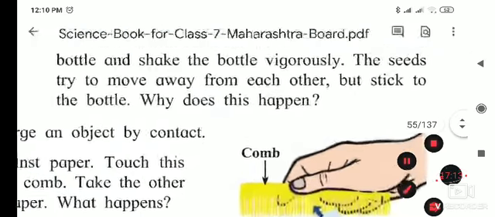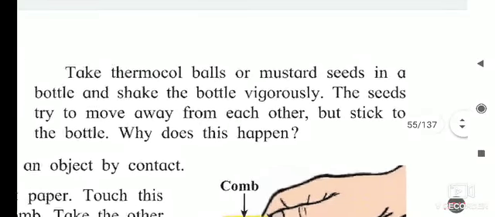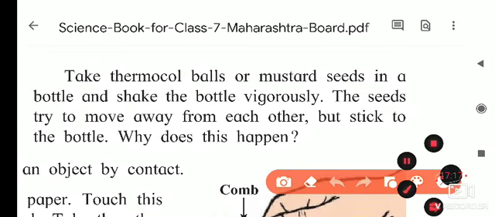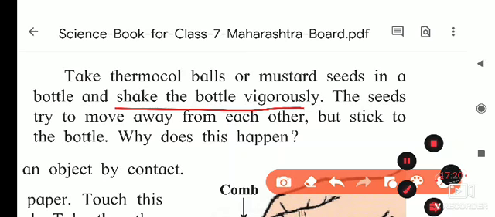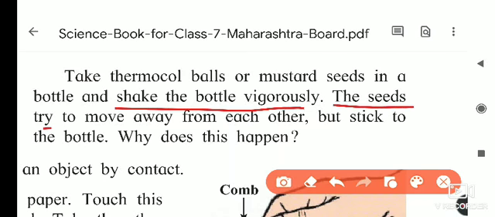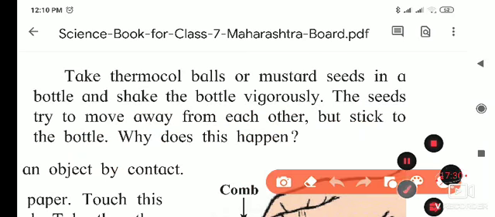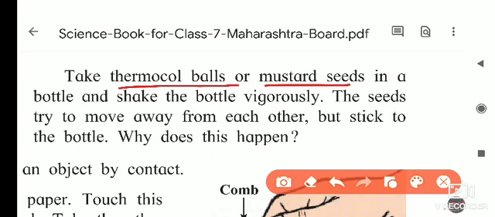Now observe and discuss, they gave here. Take thermocol balls or mustard seeds in a bottle and shake the bottle vigorously, and the seeds try to move away from each other. Then what happens? The seeds try to move away from each other but stick to the bottle. Why does this happen? Our observation is that when we move the bottle vigorously, the mustard seeds, or thermocol balls, move away from each other.